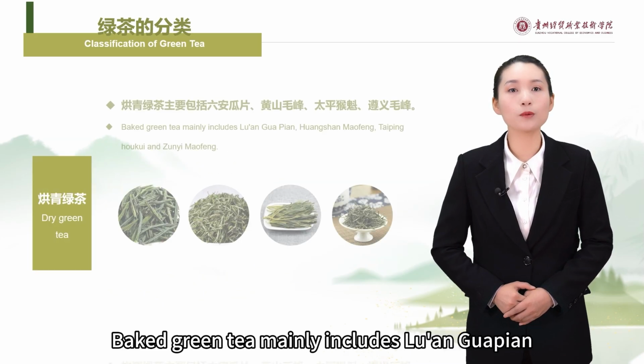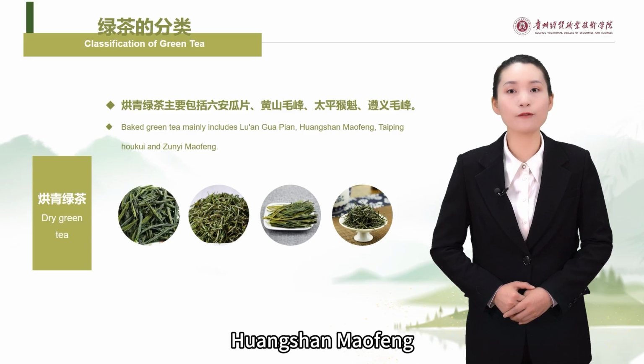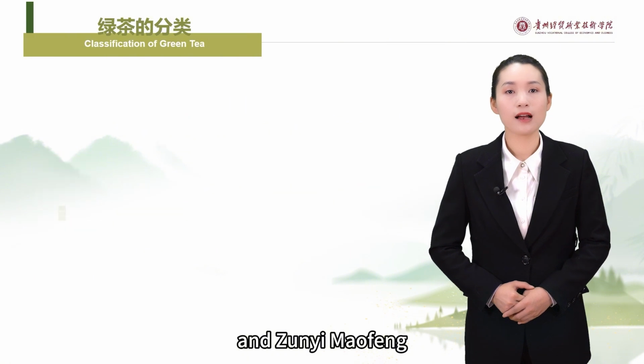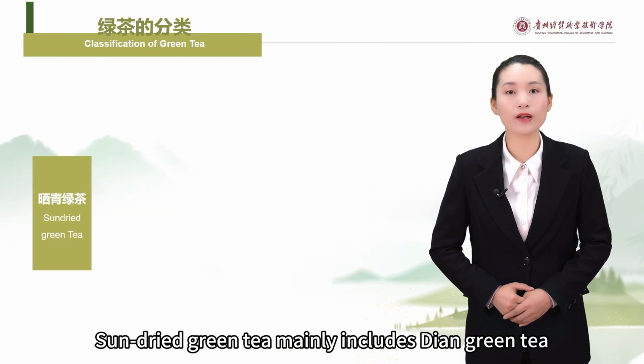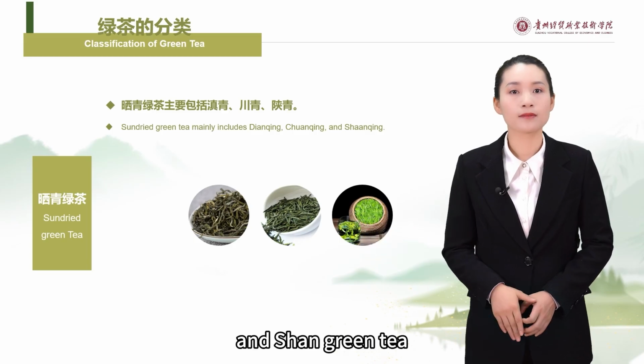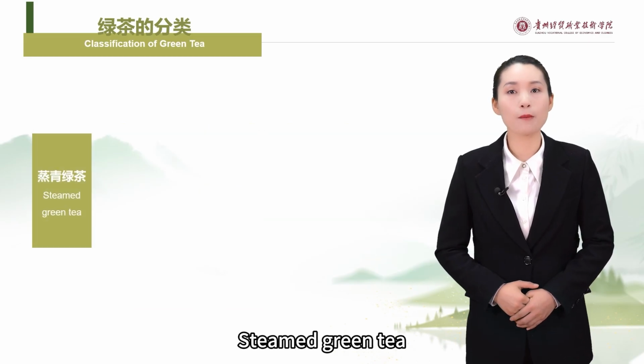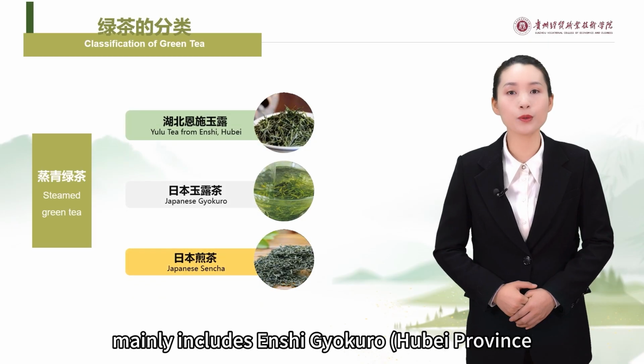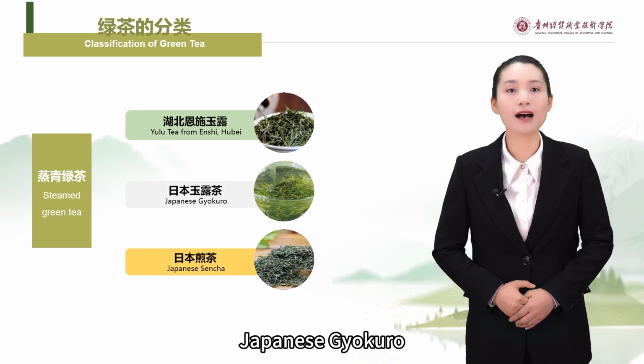Baked green tea mainly includes Liu'an Guapian, Huangshan Maofeng, Taiping Houkui, and Zhuni Maofeng. Sun-dried green tea mainly includes Dayang green tea, Chuan green tea, and Shan green tea. Steamed green tea mainly includes Enshi Yulu, Japanese Gyokuro, and Japanese Sencha.